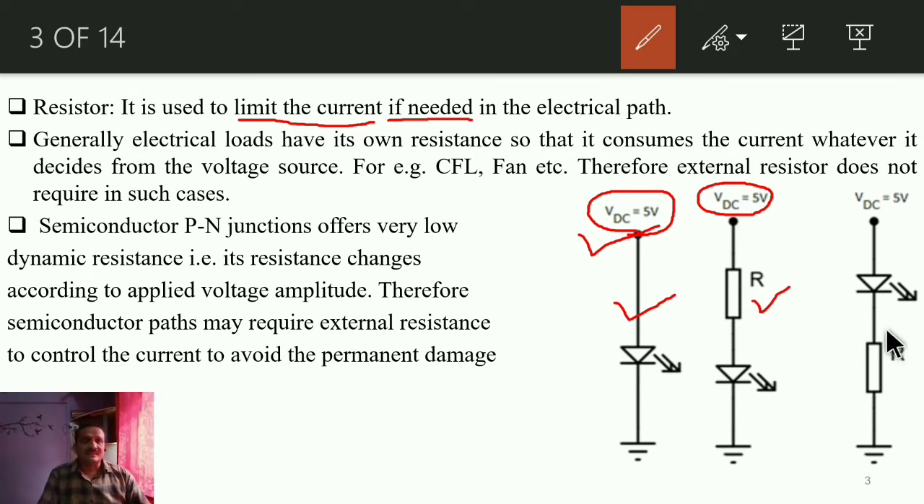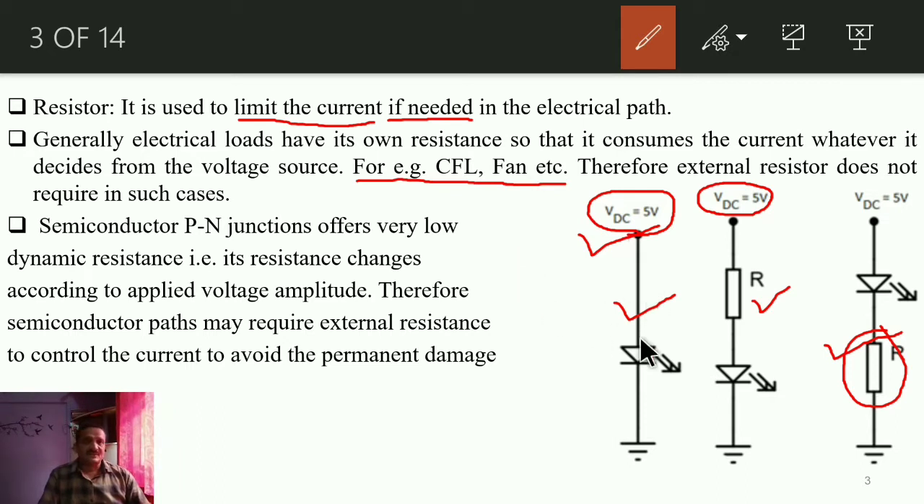In the third diagram I have shown that the resistor is connected after the LED. It is also correct. The only purpose of that resistor is what? To limit the current flowing through that path to avoid damage to that electronic component. Now here I have given one example. For CFL, fan, etc., there is no need of a resistor connected in series with the AC mains, because whatever input impedance those appliances offer, accordingly they consume the current from the main source, that is the 230 volt AC source, right?